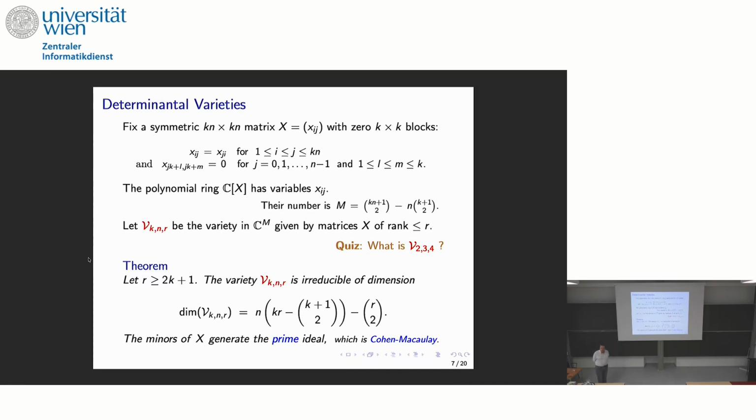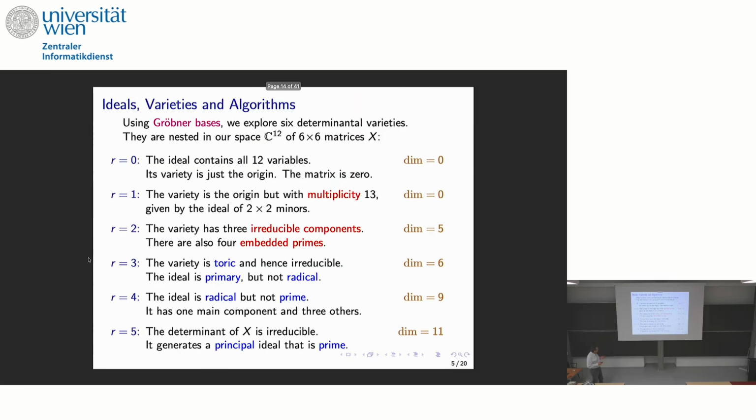How does this contrast with the erratic behavior we saw in the example? Well, in the example, k was 2. So 2 times 2 plus 1 is 5, right? So this says the good behavior kicks in if the rank is at least 5. But that, of course, here things are nice.